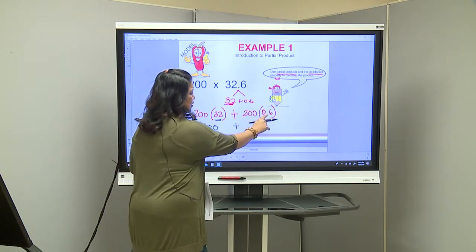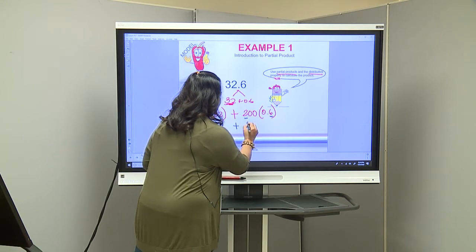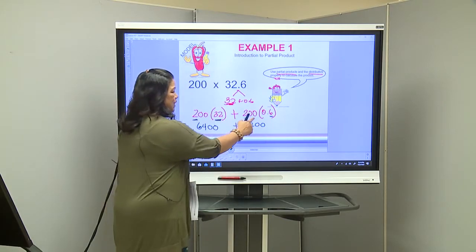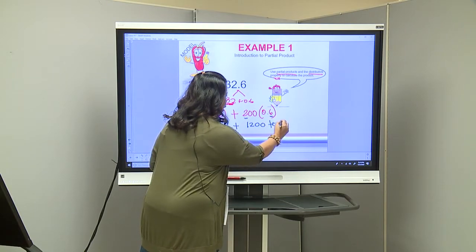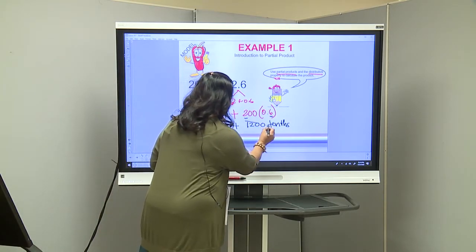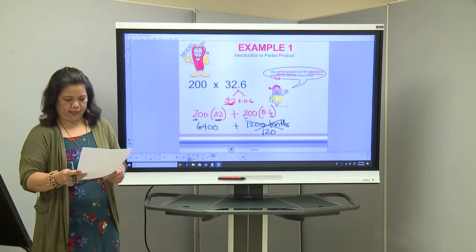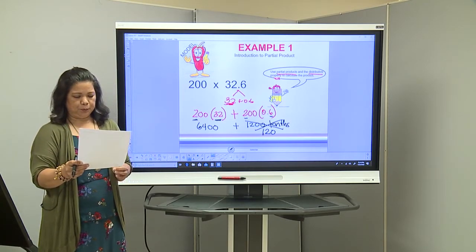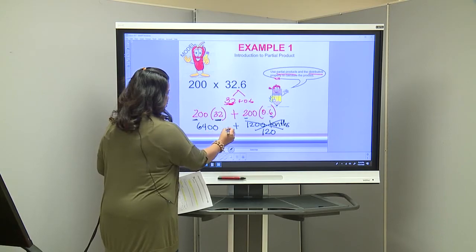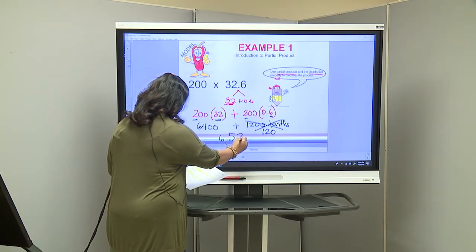I am multiplying 200 times 6/10. Mental math. 6 times 2 is 12, 100. But this is tenths, so that would be 1,200 tenths. So how do we write 1,200 tenths? 1,200 tenths is actually 120. Does that make sense? All right, so 6,400 plus 120 is 6,520.